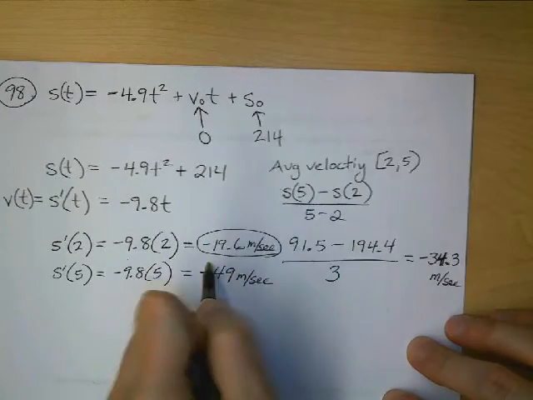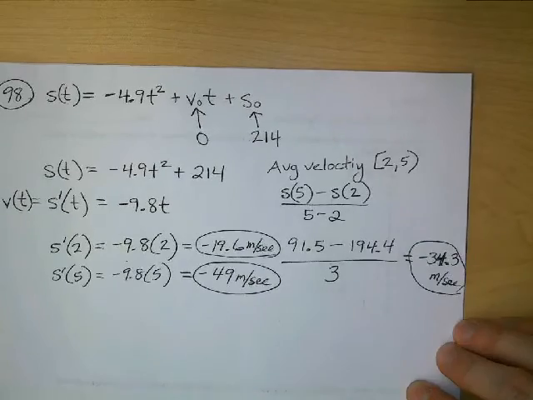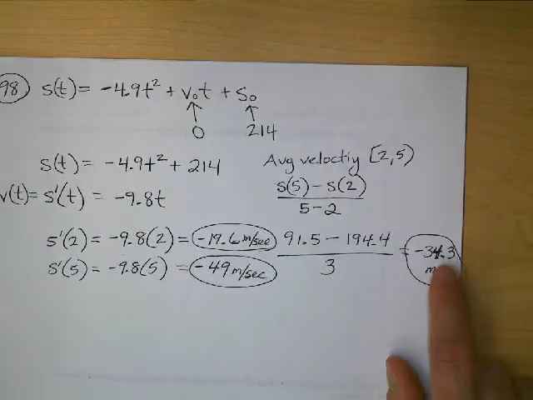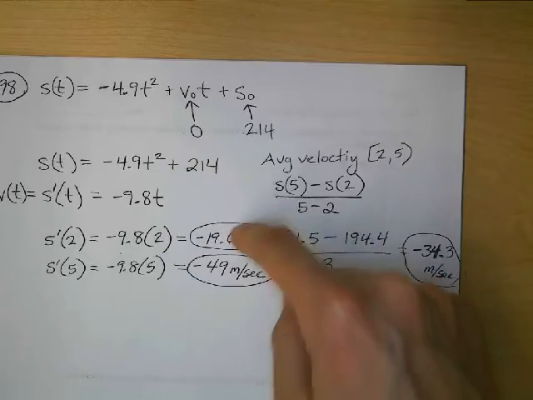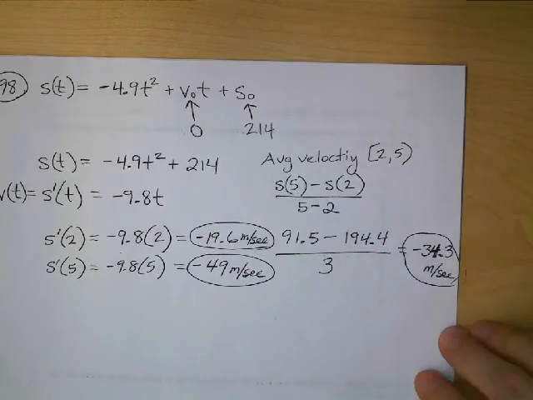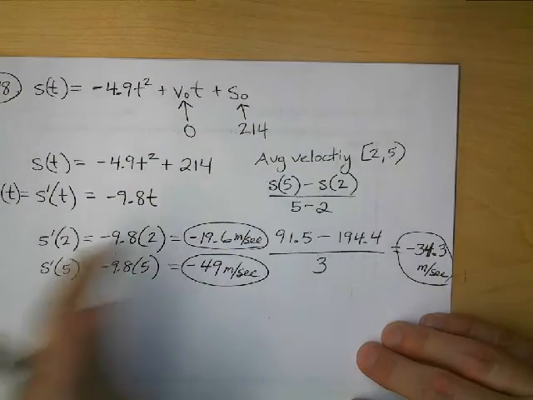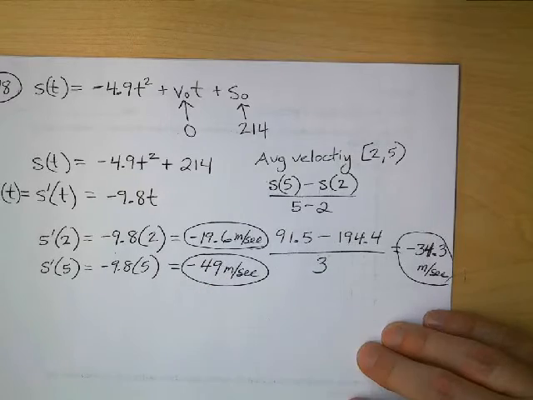Try to label things. So this one was an average velocity, and then this was the velocity at each of those individual points they gave you. Instantaneous velocity at 2, instantaneous velocity at 5. But this is just an average.